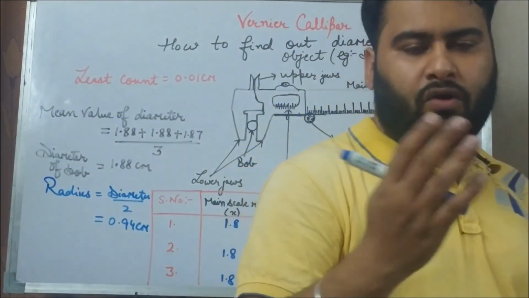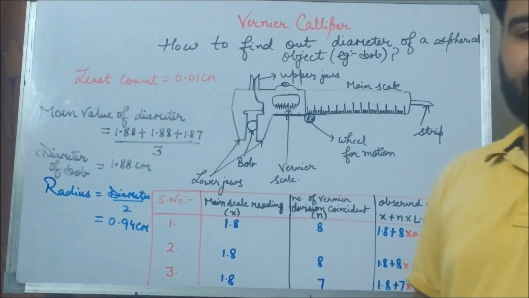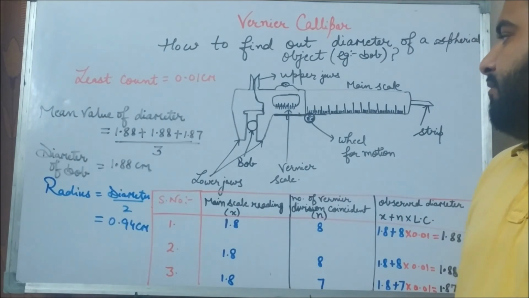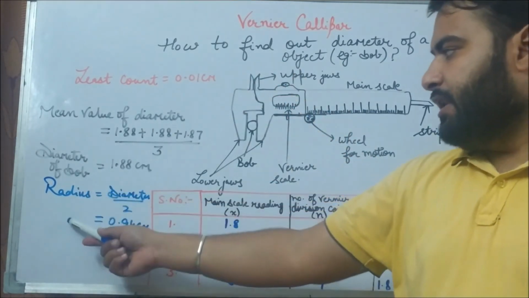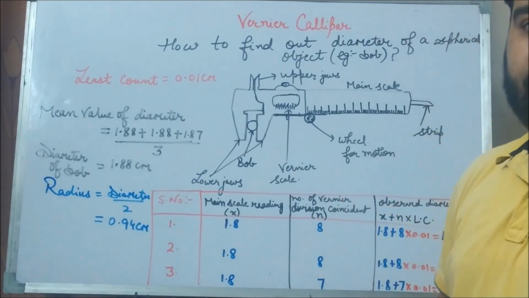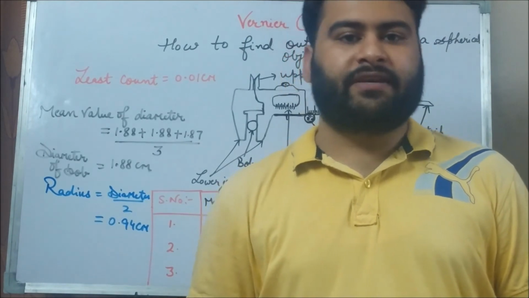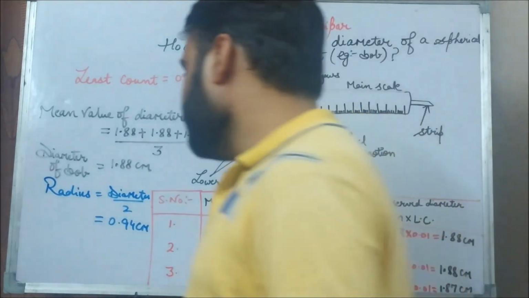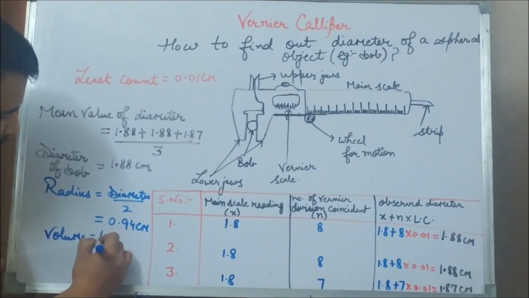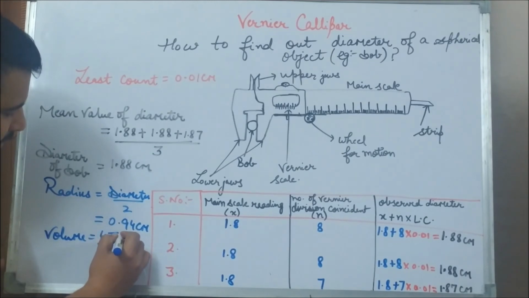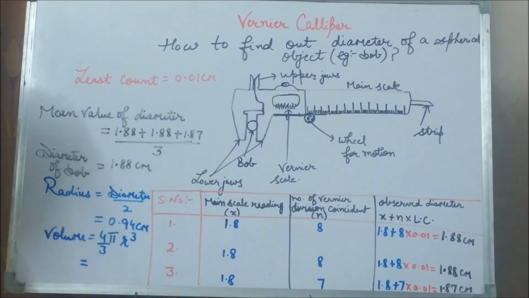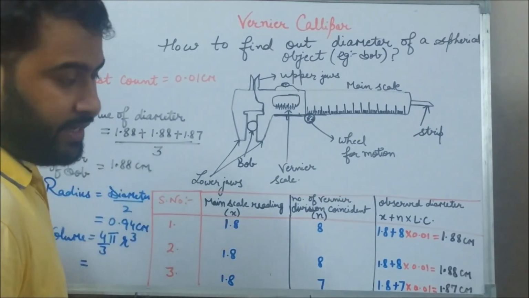Now what if you are also asked to calculate the volume of this spherical body? Simply what we will do, firstly we will calculate the diameter of the body and then we will reach the radius, and now we will apply the formula of the volume of a spherical body. As we know, the volume of a spherical object is given by 4 by 3 pi r cube. So the volume comes out to be 4 by 3 pi into radius cube. So after substituting, you will get the value of volume which is equal to 3.48.